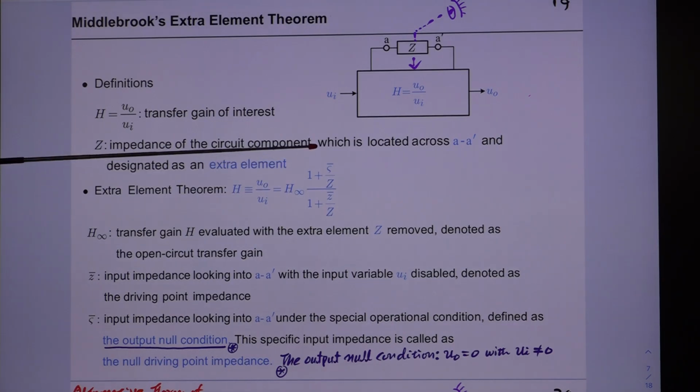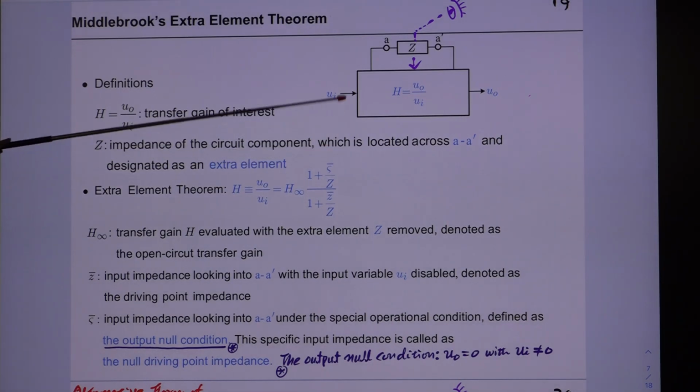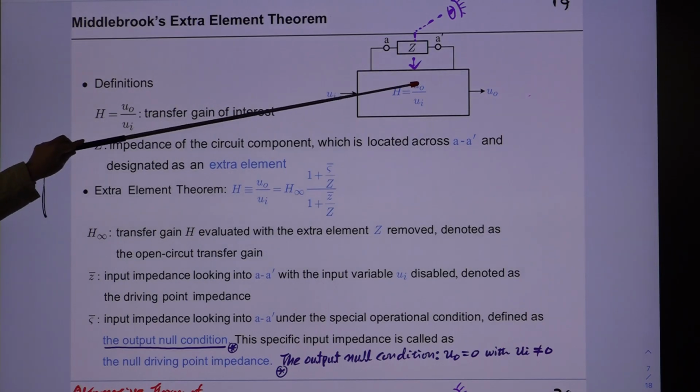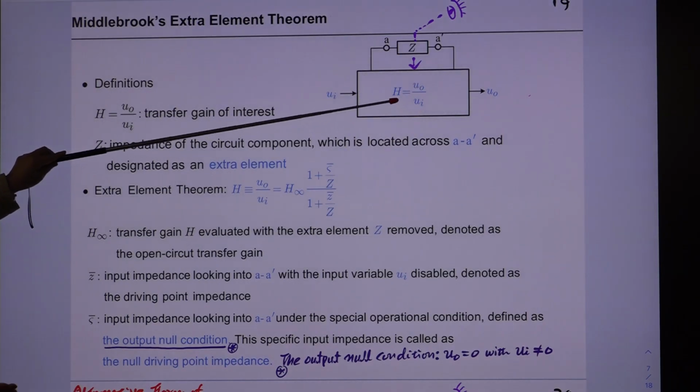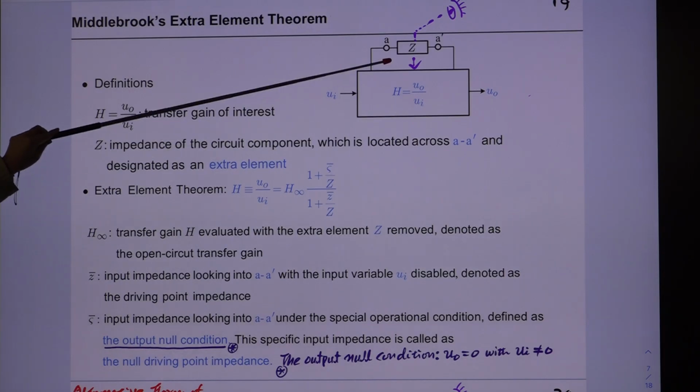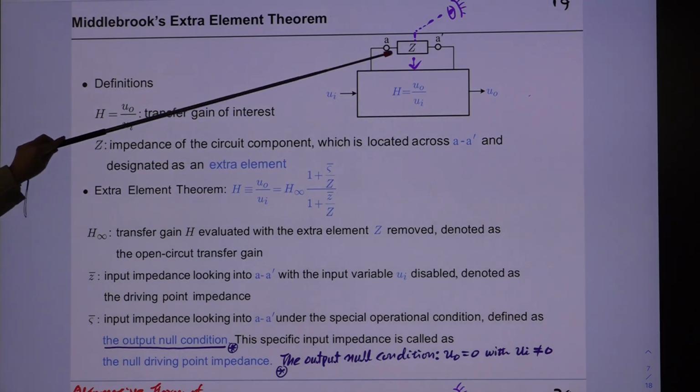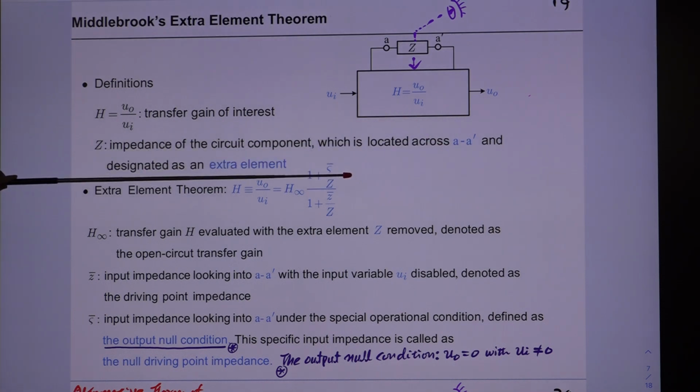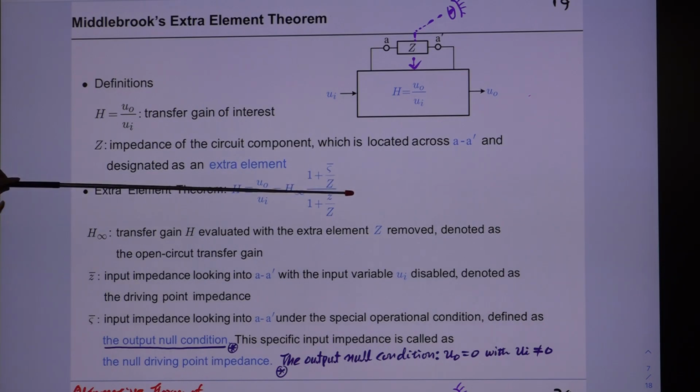G is the impedance of a circuit component, which is located here. It was originally inside of the box, but we take it out like this, okay? We locate these two terminals, and we call it the extra element theorem. Maybe we assume this is absent in the beginning, and we think it is re-invited later. So the term extra element originated from that feature.